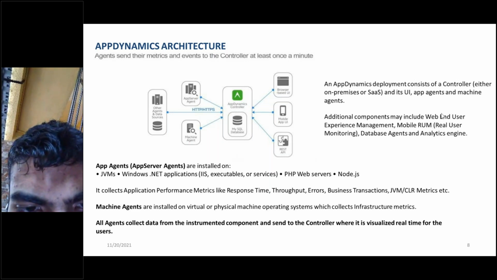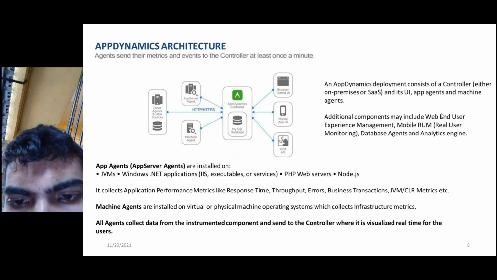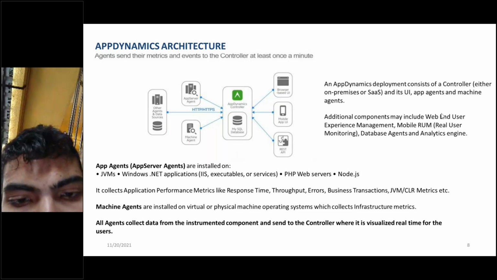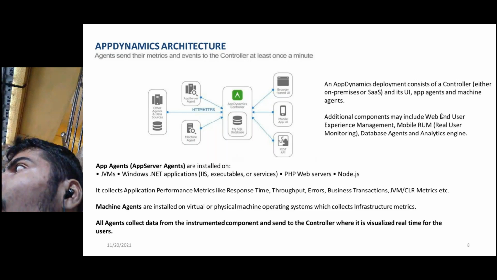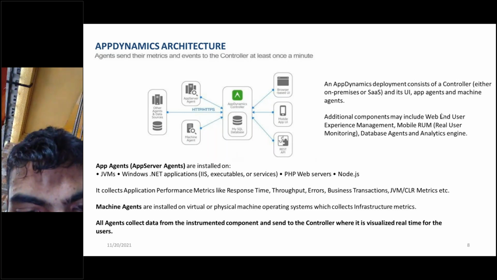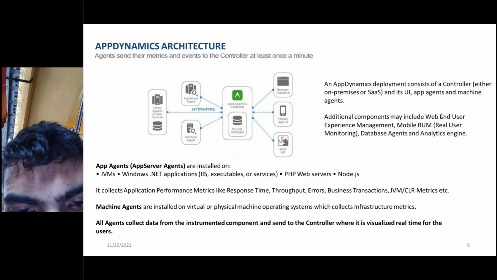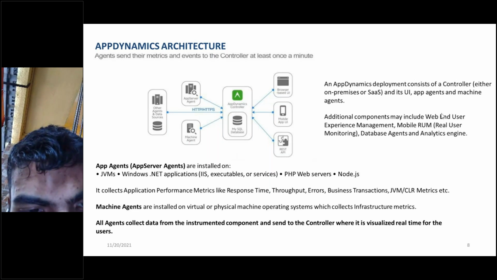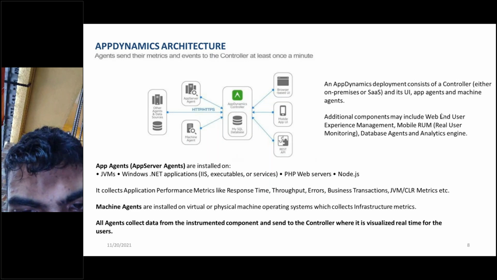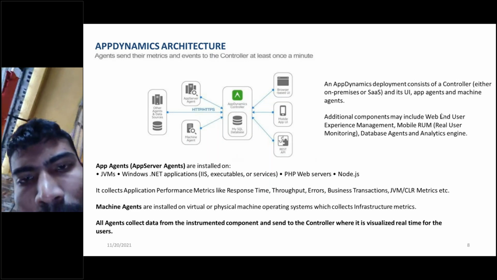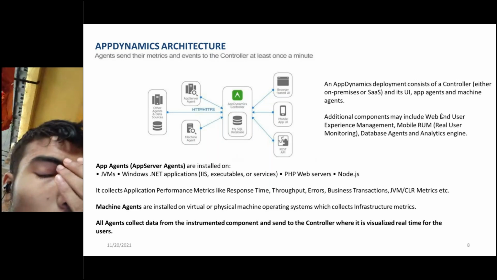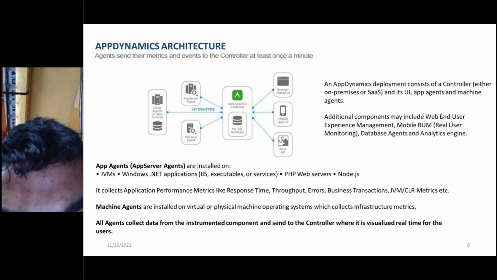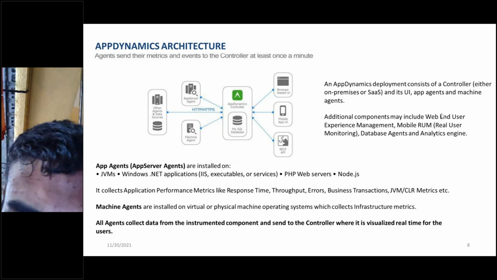AppDynamics comes in two deployment models: SaaS based and on-premise. In the SaaS based model, the controller and everything is given as a SaaS model. They will create one instance for us, which we call a tenant. Depending on the discussions we established with the customer, the customer wanted 100% visibility of applications in production, whereas for non-prod, they wanted dev, non-prod, and testing.